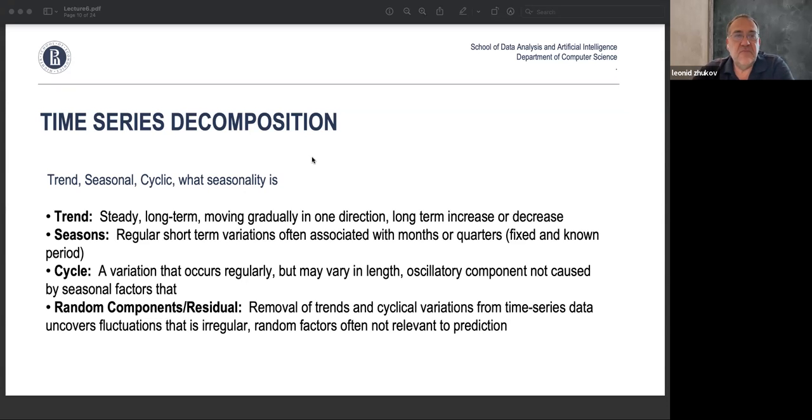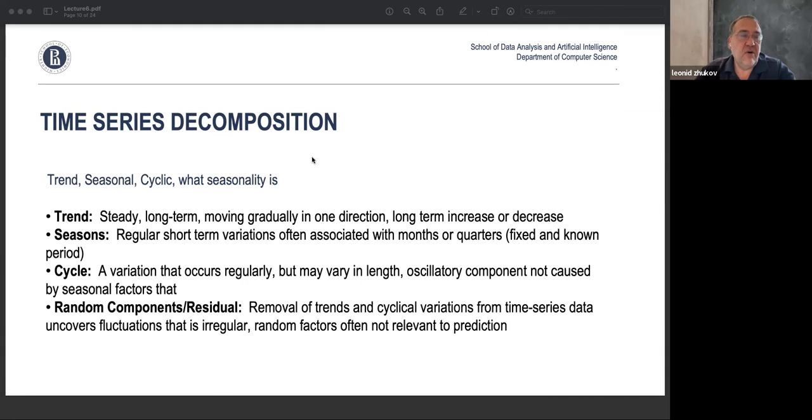Seasonality, right? These are typically short-term variations that are associated with, say, months or quarters. Think about sales of summer items versus winter items, warm clothes versus summer clothes, or beverage sales, ice cream sales. They're clearly seasonal. And seasonal can also be variations on the length of 1 week, where weekends can have larger sales or smaller sales.